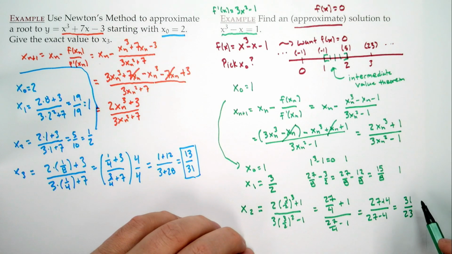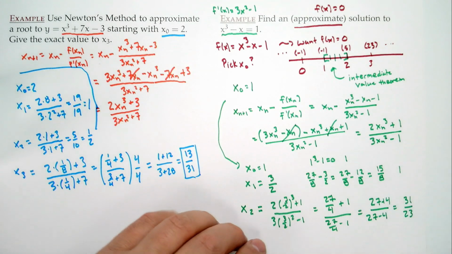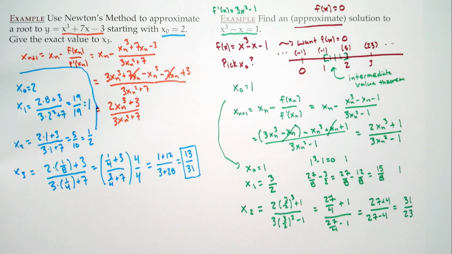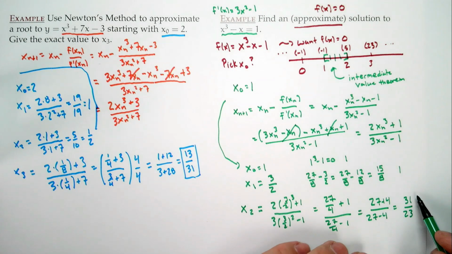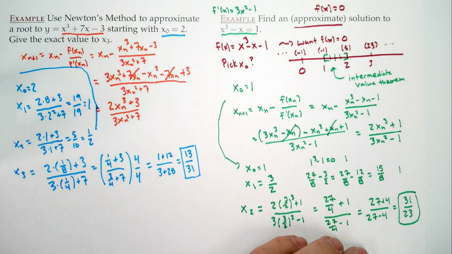Okay, well, is that better? I don't know. 31 over 23, that would require a calculator. And so, okay, that looks like a good place to stop. So this is an approximate solution. All right, well, how could we find it out? It turns out that cubics you can solve explicitly. So we could solve it. I think what we would discover, it's not bad.